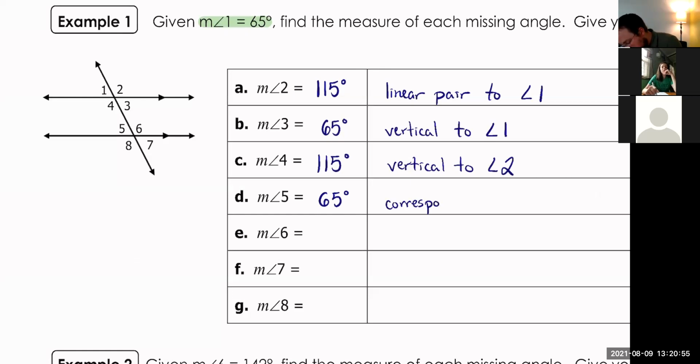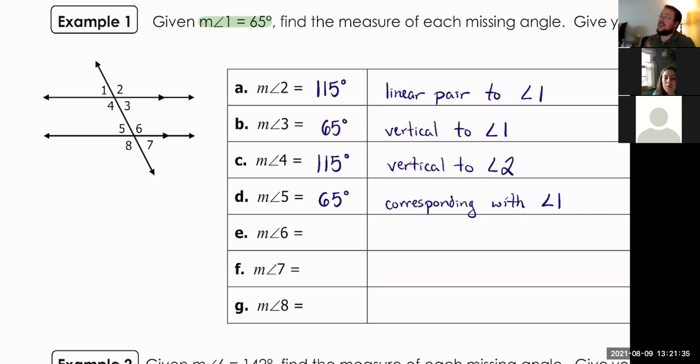So corresponding with angle 1. That's one way you could have done it. Did anyone think of it another way? If not, that's okay. I usually go to corresponding angles as well. But technically 4 and 5 are consecutive interior, and consecutive interior angles are always supplementary, which means if we took angle 4's measure, 115, and subtracted it from 180, we would get angle 5, which is still 65 degrees.